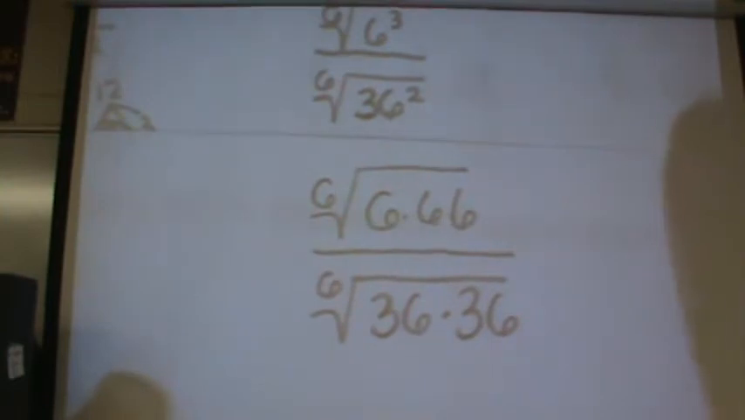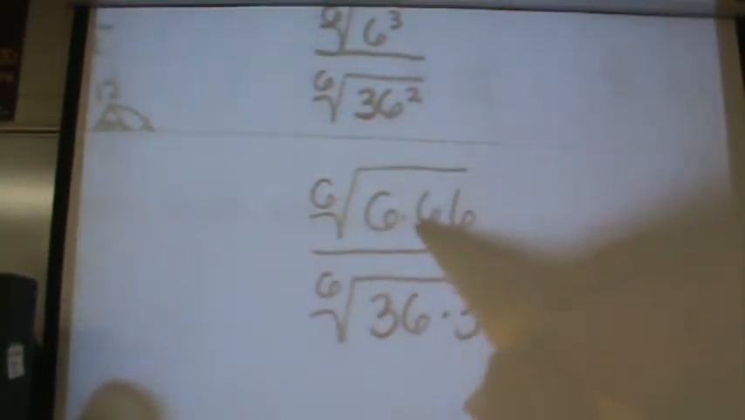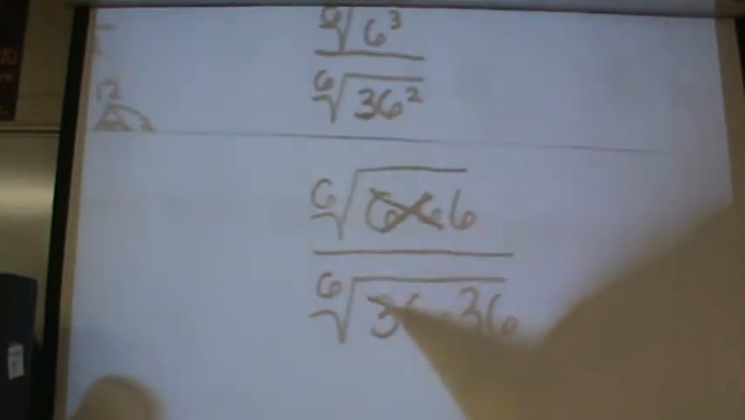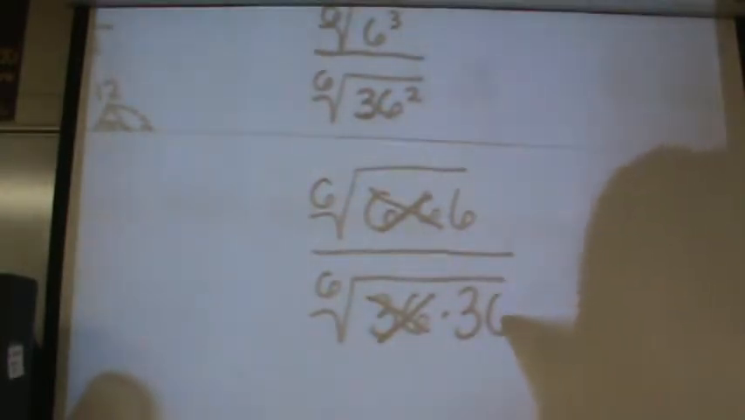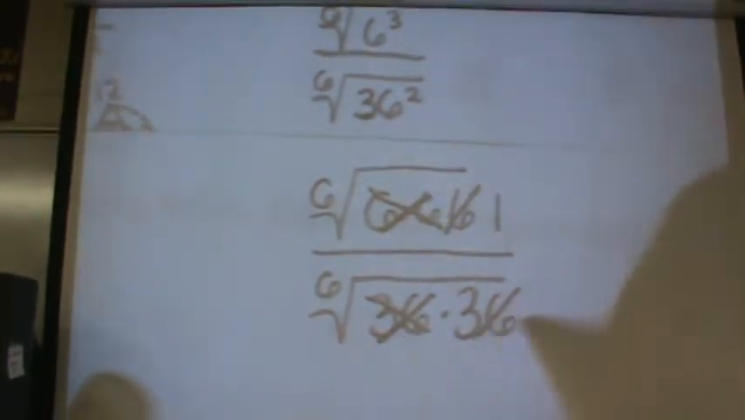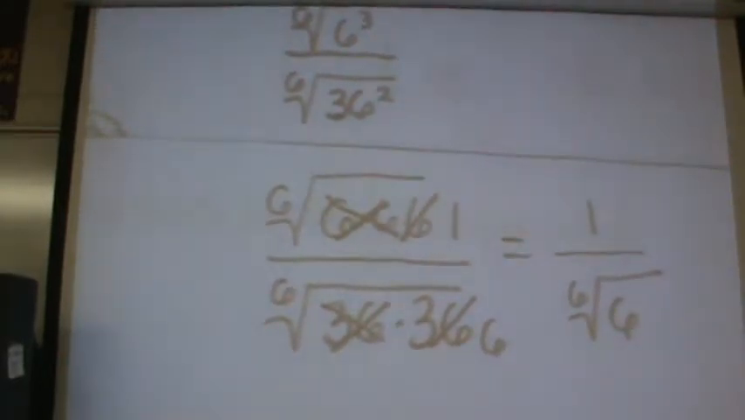Do you agree? Can any of these factors cancel? What's 6 times 6? So you could cancel that out with one of these. And how many times does 6 go into 36? 6. So what is the 6th root of 1? It's 1, and then over the 6th root of 6. That's your best answer.